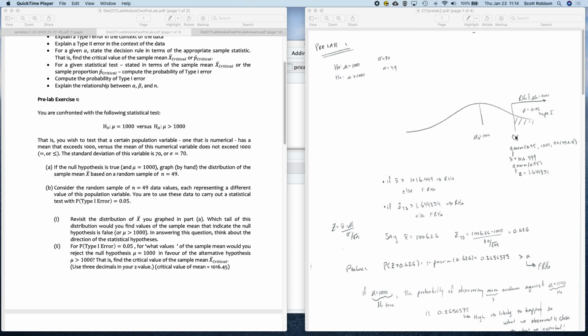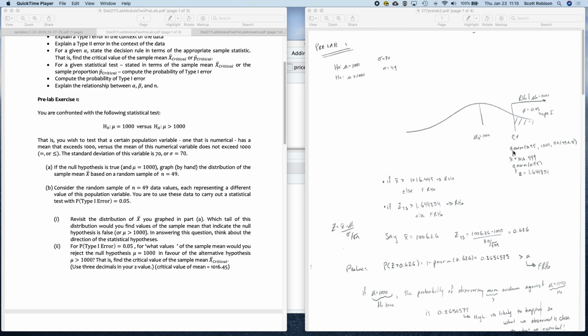So if we want to find the critical value here, what number is big enough so that it looks like 1,000 is not actually what the number is? So what number is big enough that all of a sudden it makes 1,000 look small? And we can find that by using the distribution that we know here, which is just a normal distribution, the center being 1,000, the spread being 70, and the sample size being 49.